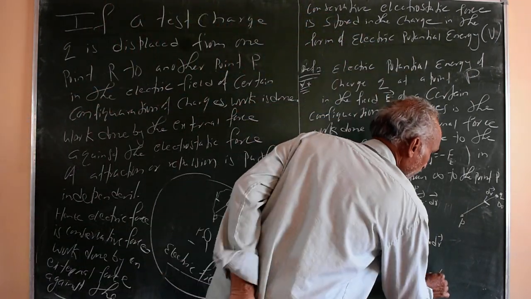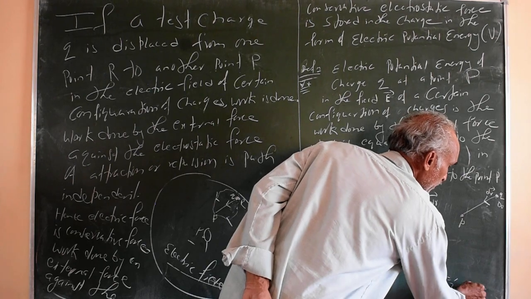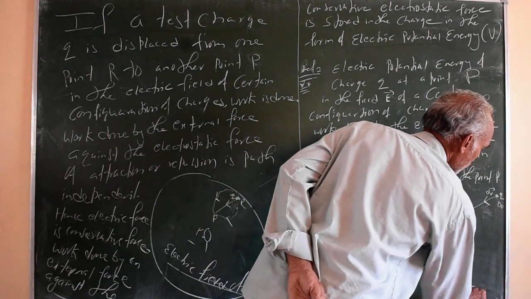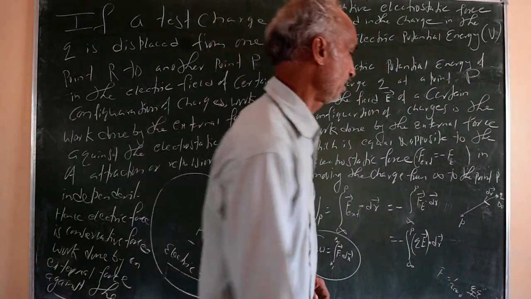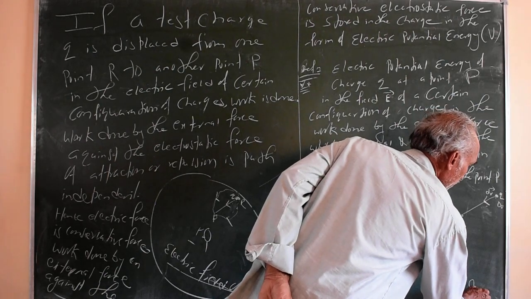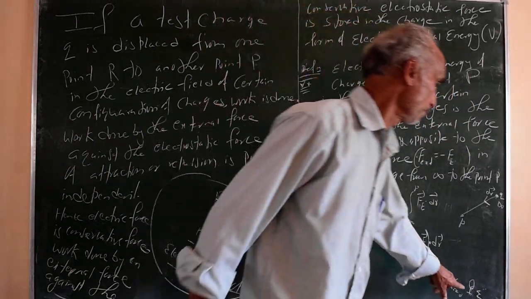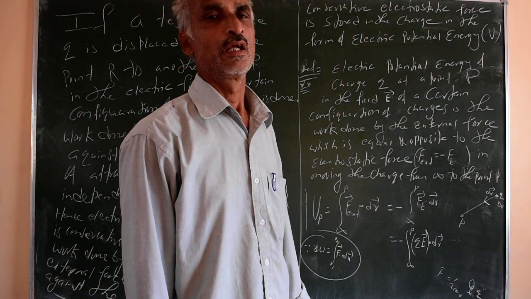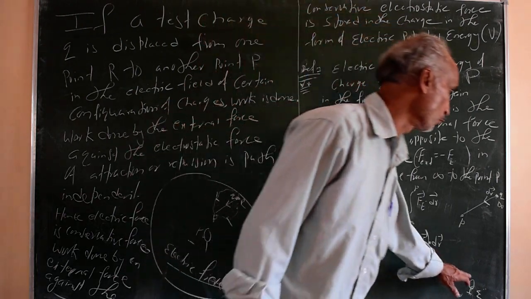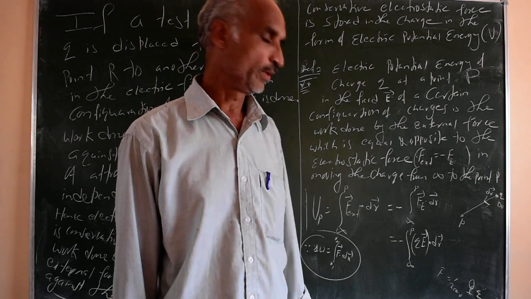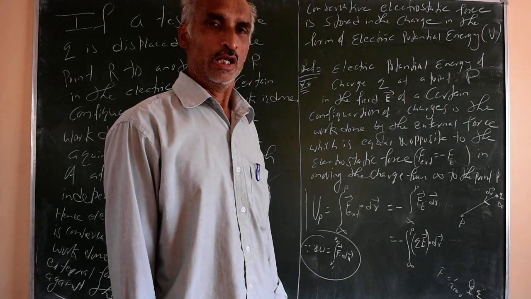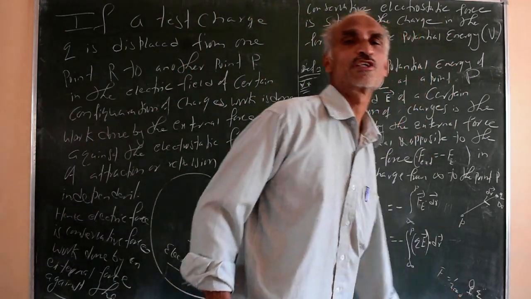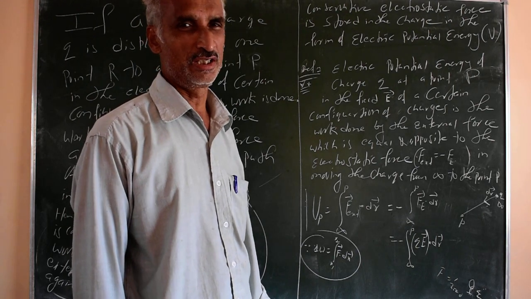Because the electric force formula is 1 upon 4 pi epsilon naught, q1 into q2 upon r square. The source charge is plus Q, the test charge is small q. If the distance r between Q and q is more, then the electric force is less. If the distance between the source charge and the test charge is less, then the electric force is more. Distance is more, force is less, because it is inversely proportional to r square. Distance increases, force decreases, quite natural.